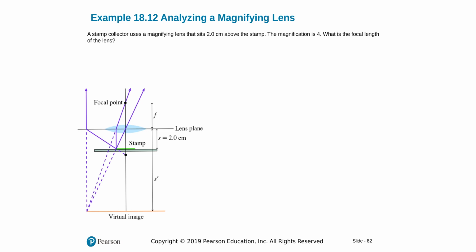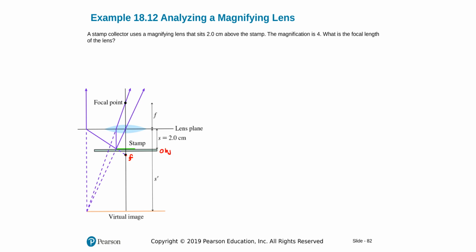Here's a question. We have a convergent lens and we use it as a magnifying glass. Magnifying glasses we actually use are simply lenses. A stamp collector uses a magnifying lens that sits 2 centimeters above the stamp, and they give us a nice figure here. For a magnifying glass, we want to have the object in between the focal point and the lens, so we'll see a virtual image on the same side as the object.